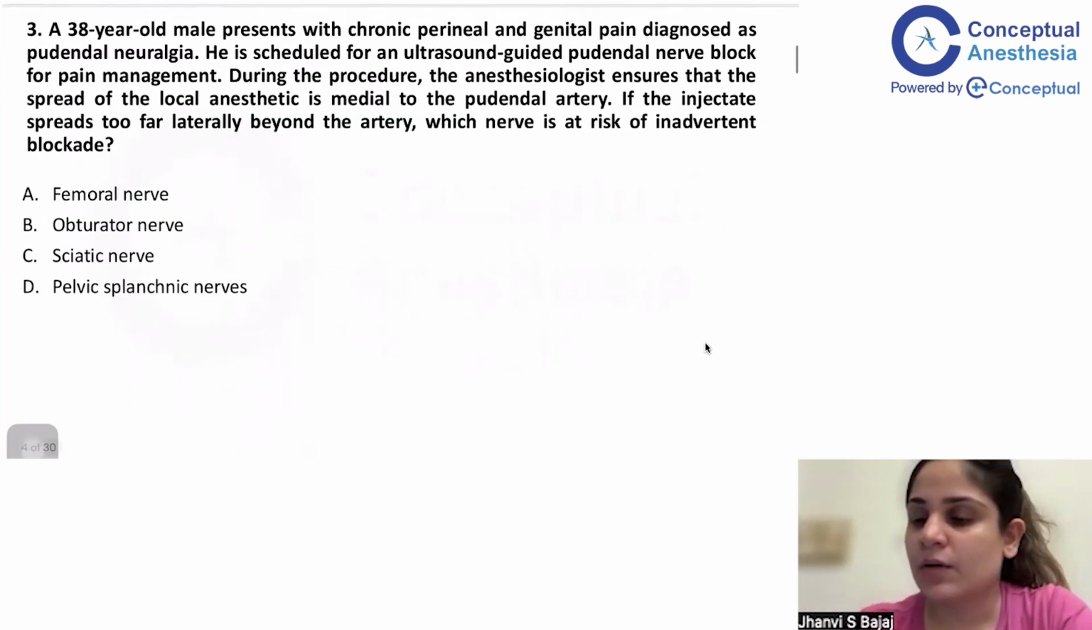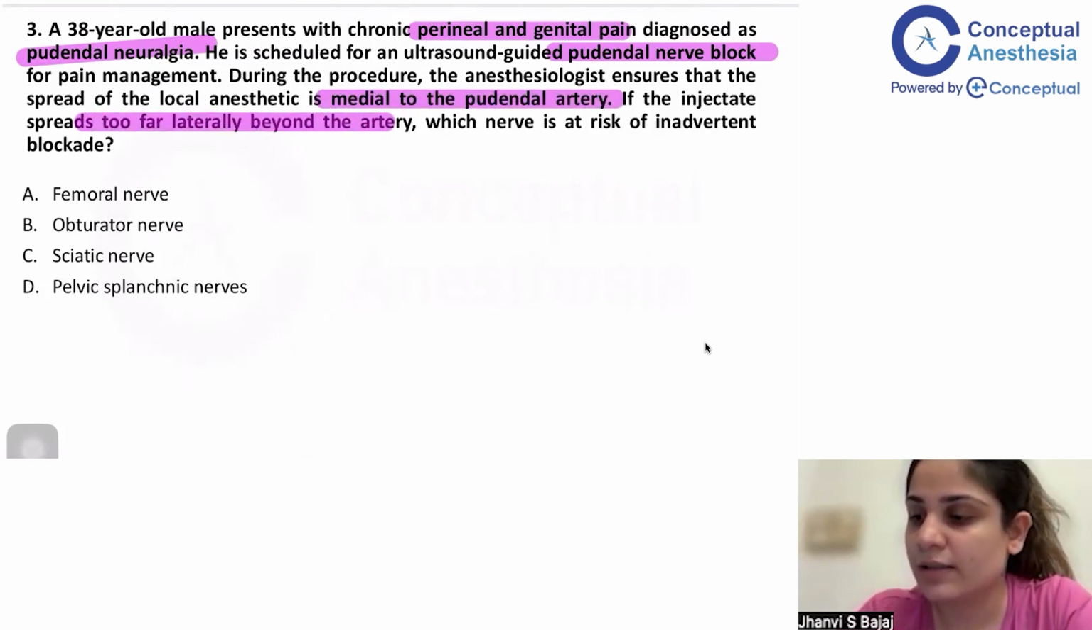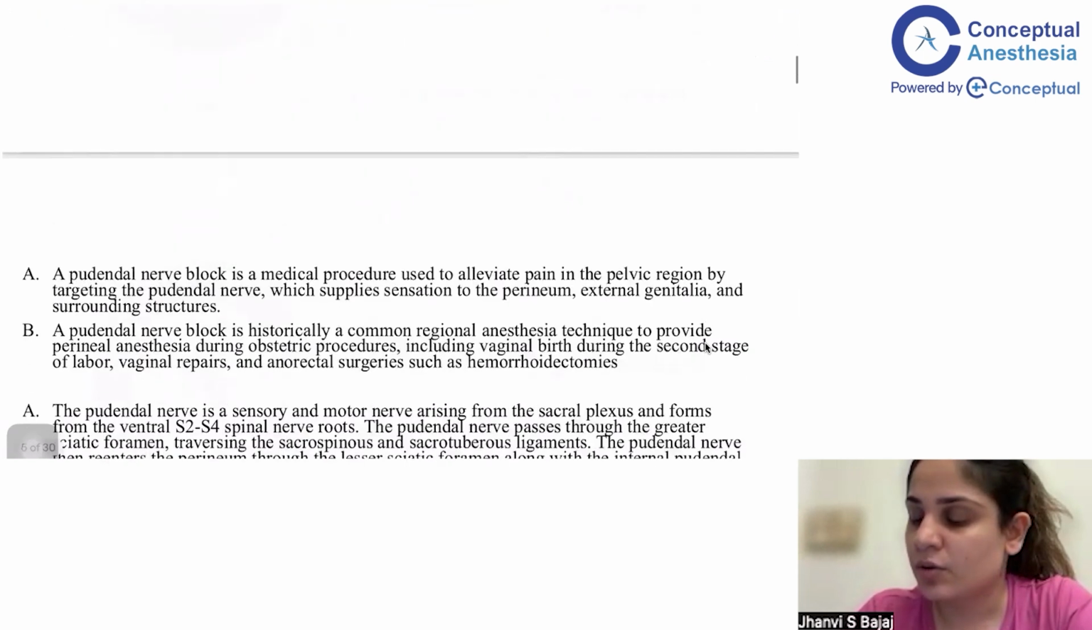All right. Now, this is something which is not a very common block given, but let's have a look at it. A 38-year-old male presents with perineal and genital pain diagnosed as pudendal neuralgia. So you want to give a pudendal nerve block, which is ultrasound guided, for pain relief, and you want to make sure that the spread is medial to the pudendal artery. If the injectate spreads too far laterally beyond the artery, then which nerve can be blocked? Okay, so have a look over here.